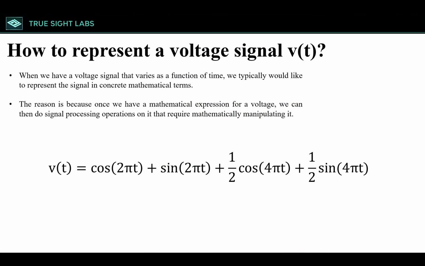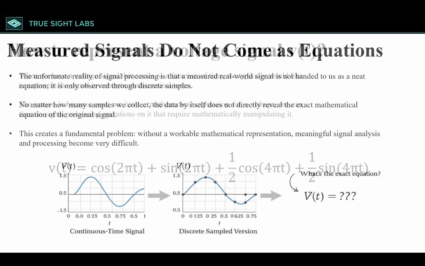When we have a voltage signal that varies as a function of time, we always want an equation for it. The reason is because once we have an equation for a voltage source, we can then use that equation to do very precise signal processing operations on it. The equation below shows a hypothetical expression for voltage as a function of time.